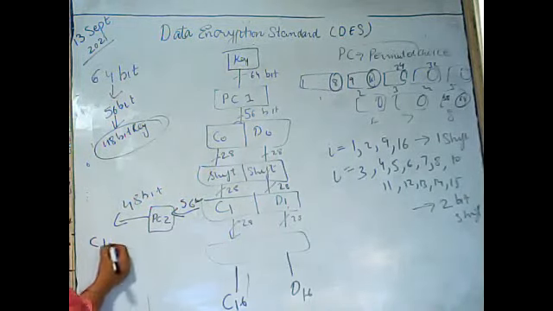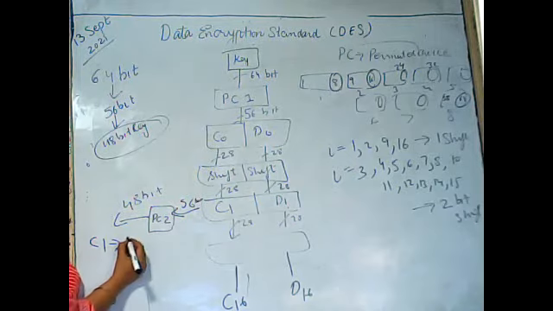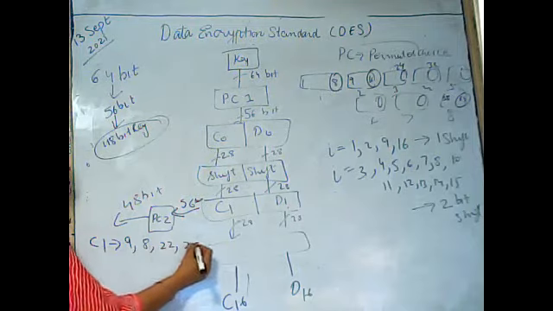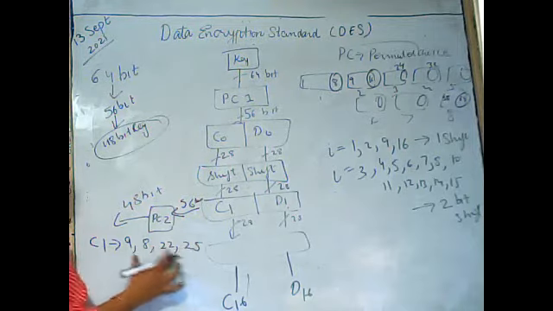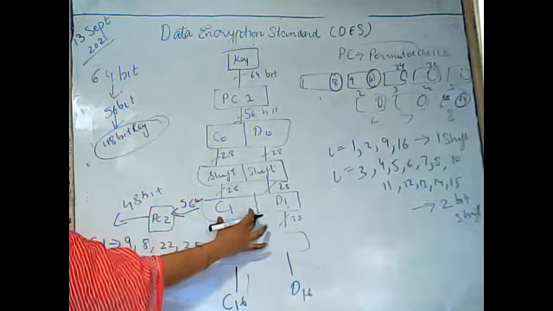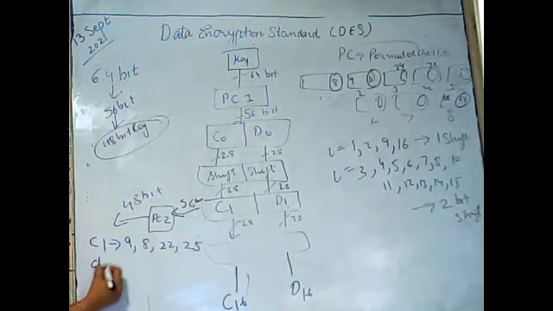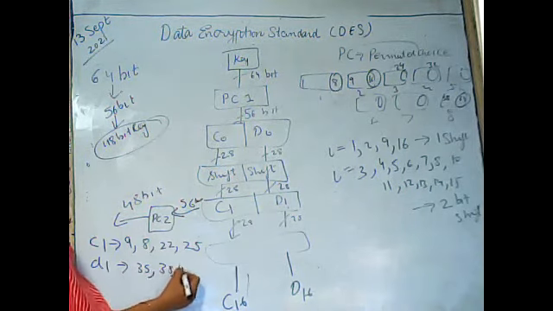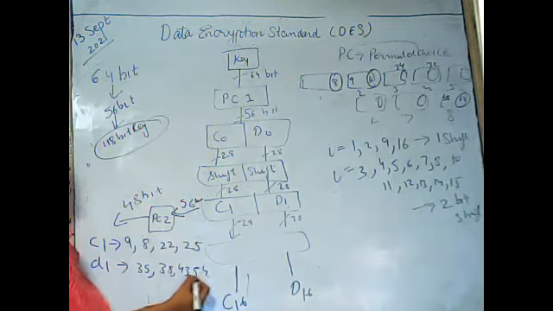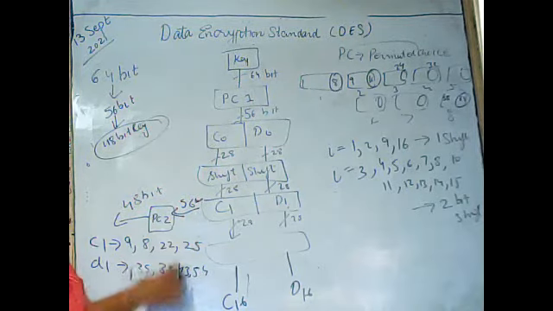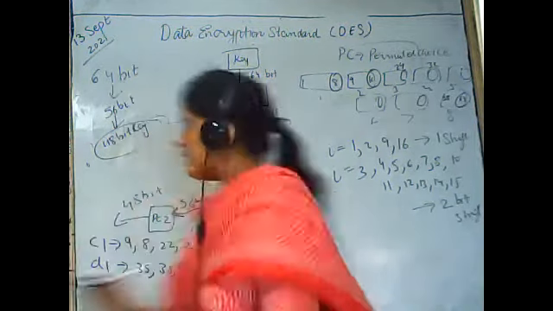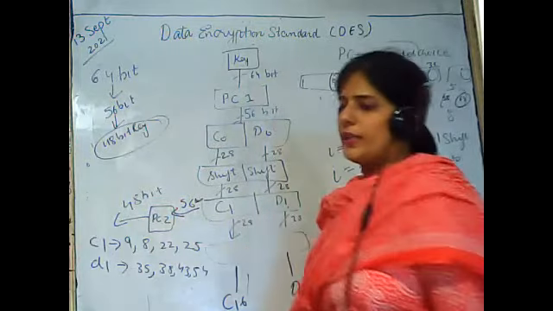So just remember, for the C1 part, which position bits do we need to remove? 9, 18, 22, 25. So these bits should be removed from C1. In the case of D1, which positions do we need to remove? 35, 38, 43, 54. 4 plus 4, 8 bits. So in total, we remove these 8 bits, and finally we get the 48-bit key.